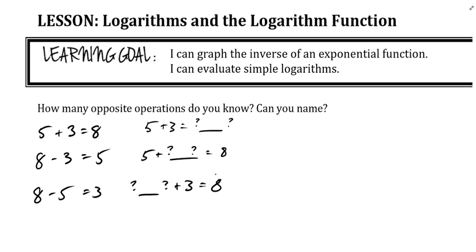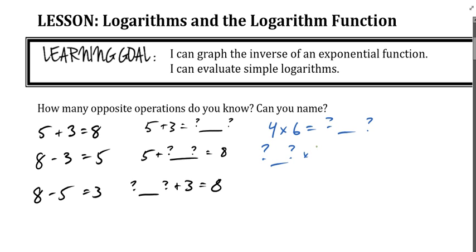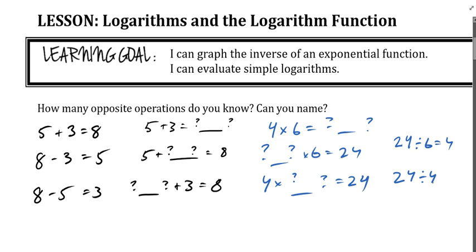And we could do this with other operations. So 4 times 6 is what? Or what times 6 gives you 24? Or 4 times what gives you 24? And so the opposite operation here is 24 divided by 6 is 4. 24 divided by 4 is 6.